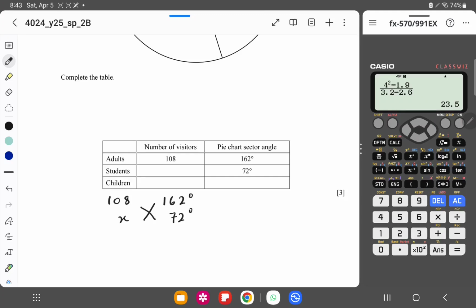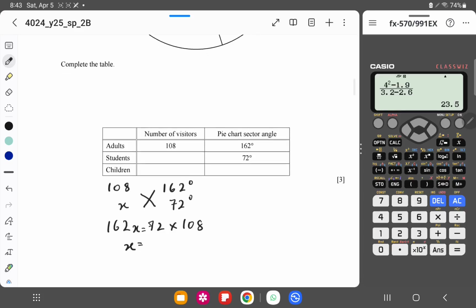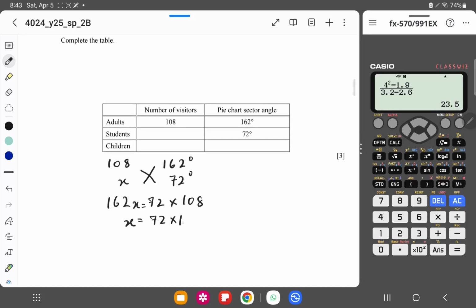So just cross multiply. 162x equals 72 times 108, and the number of students will be 72 times 108 divided by 162. So this is 72 times 108 and then divided by 162, equals 48. So 48 is the number of students here.